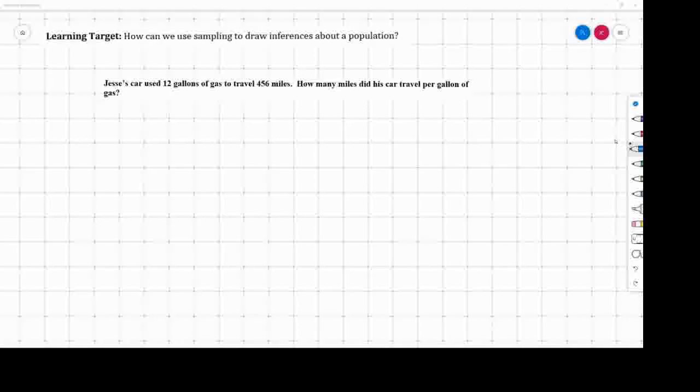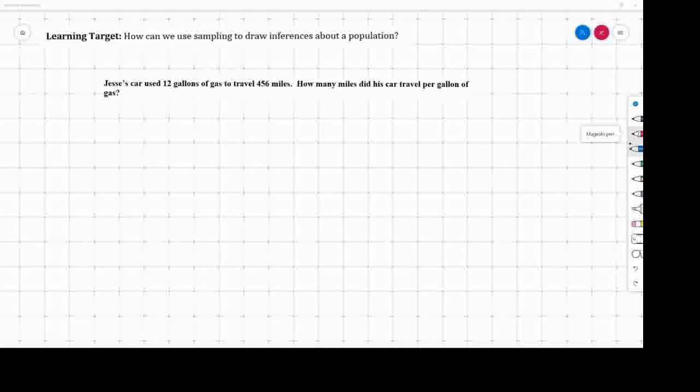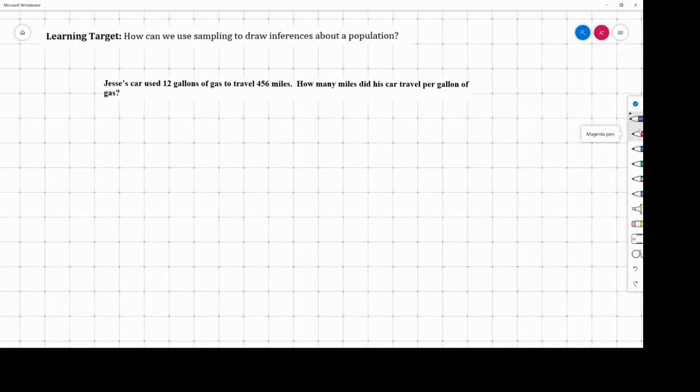Alright, so today we're going to be working on how we can use sampling to draw inferences about a population. Basically, what this means is we're going to take some sort of sample, and we're going to make a conclusion about a bigger population based on that sample.